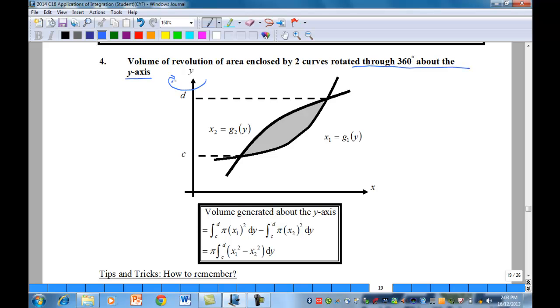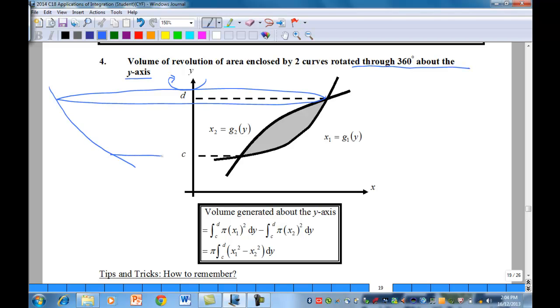From the previous lectures, you should have an idea that we need to consider the difference of two volumes. Firstly, we will look at the bigger volume generated by the outer curve. So we will have this kind of volume, this bowl-shaped structure that's generated when we revolve x1 about the y-axis.